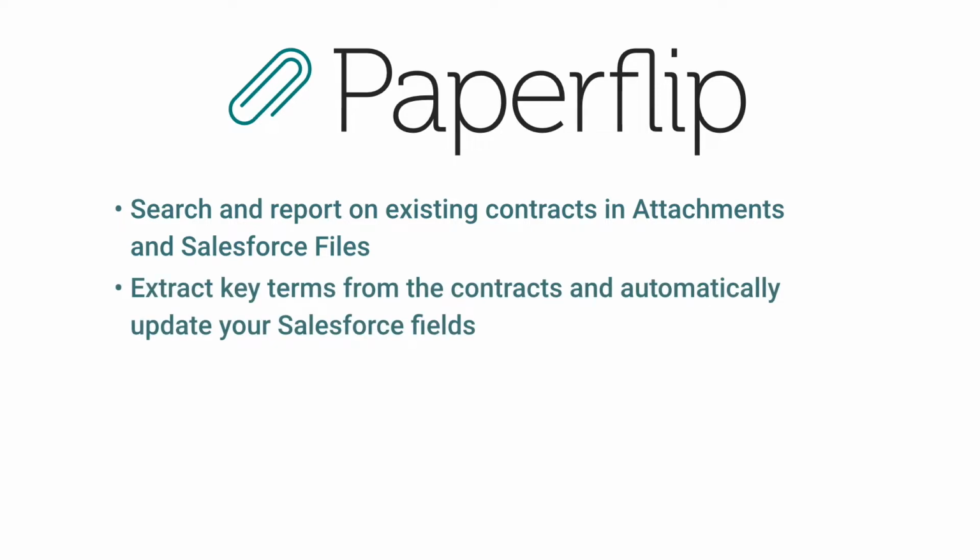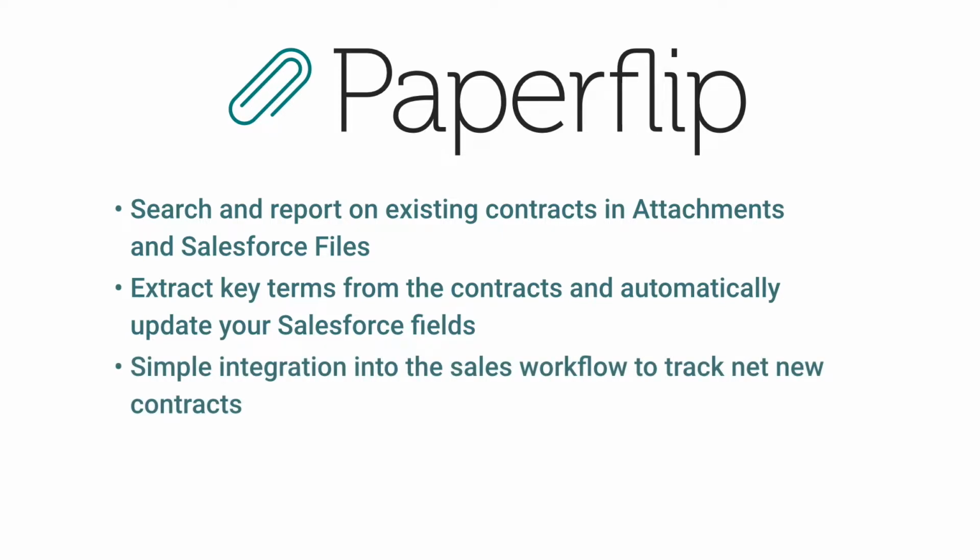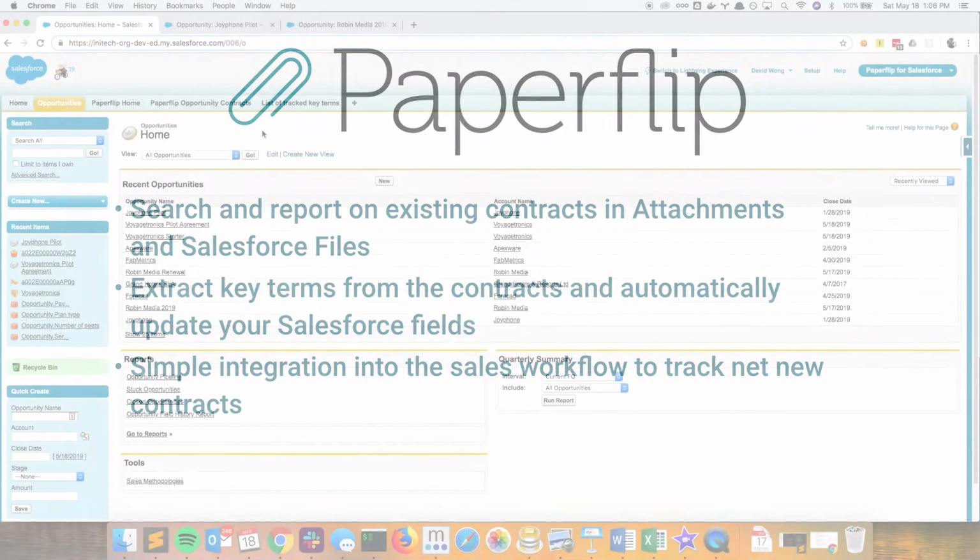Second, we'll extract key terms, such as payment terms or non-standard clauses, and keep that information synced with your Salesforce fields. Lastly, we make it super simple for sales ops to integrate Paperflip into the sales workflow and automatically extract out all the important information for any net new closed opportunities. Let's see how it works.